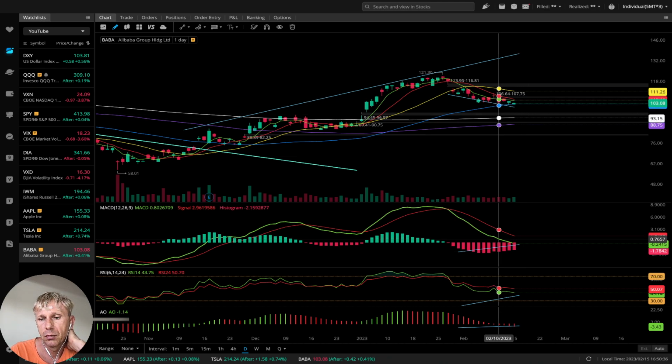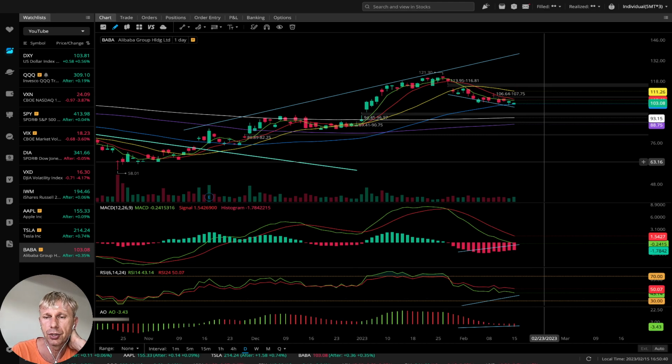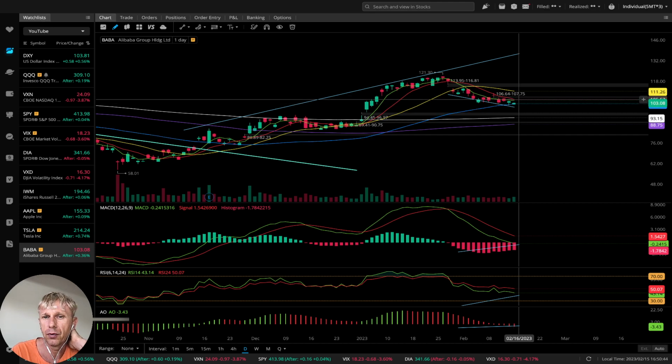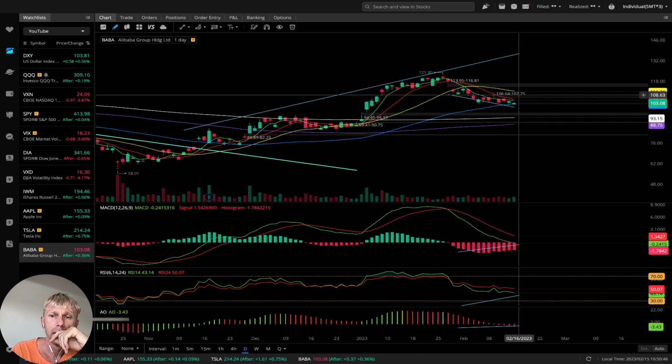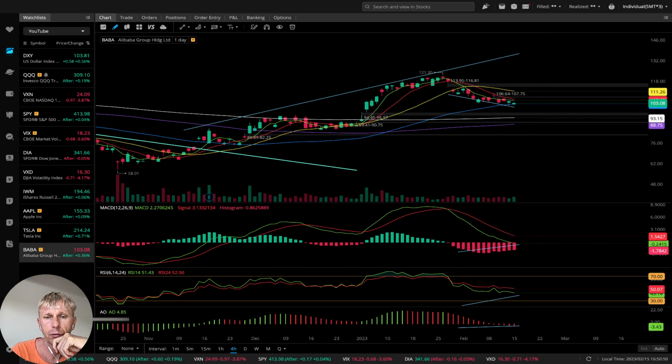But MACD is still bearish, RSI is still bearish, Awesome Oscillator is still bearish. Still a bearish trend, with MA5 and the last bar kind of far from MA20. Still bearish on daily. Let's move to 4 hours.